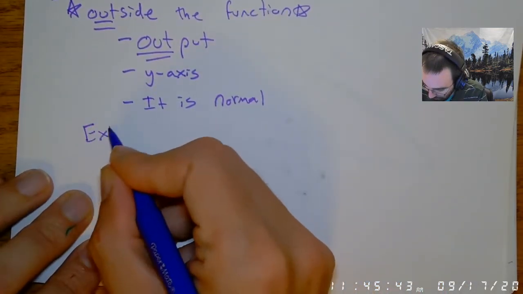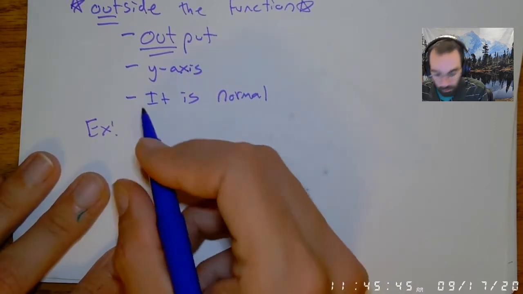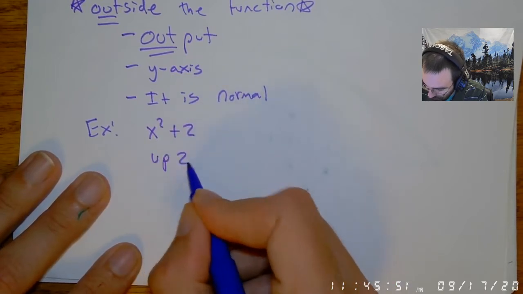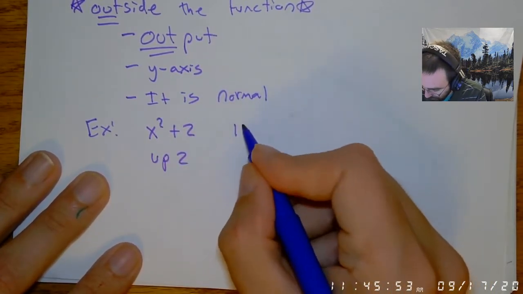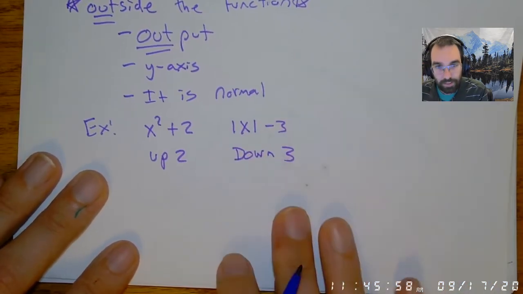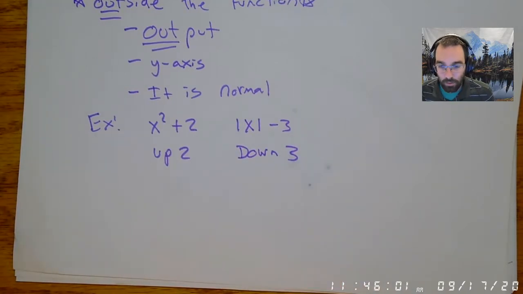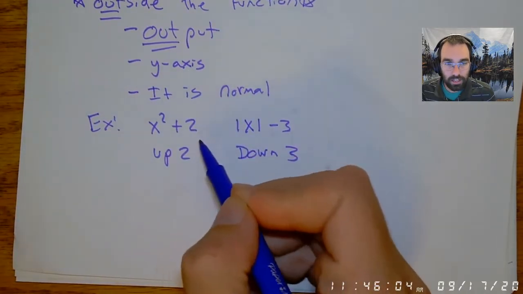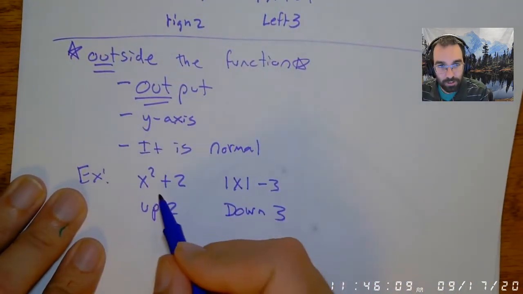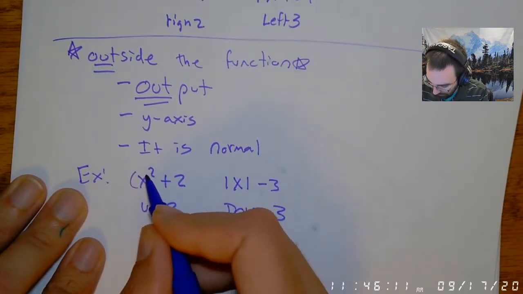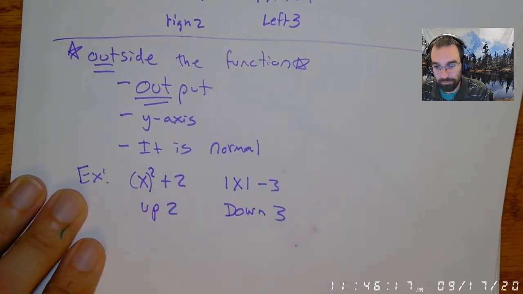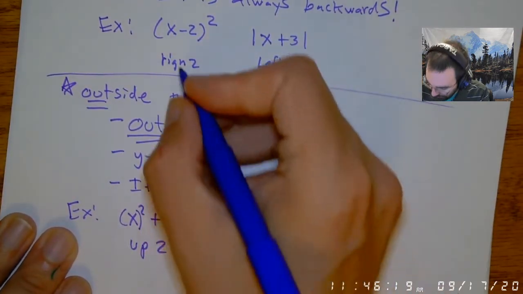So here's some examples of this. Just really quickly, if I had x squared plus 2, that's just up 2. Or if I had the absolute value of x minus 3, that is down 3. So inside is backwards and outside is normal. Just remember, if it's outside the function, so the function is squared, you can think of it like this with parentheses. If it's outside the function, it's output, so it would be up.